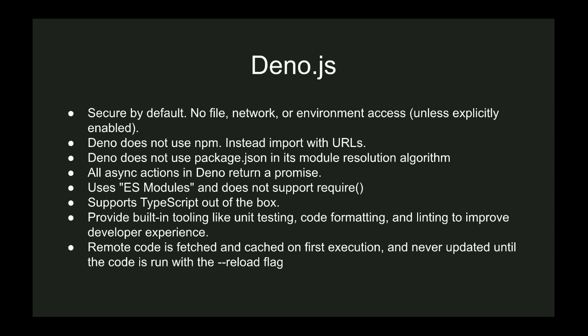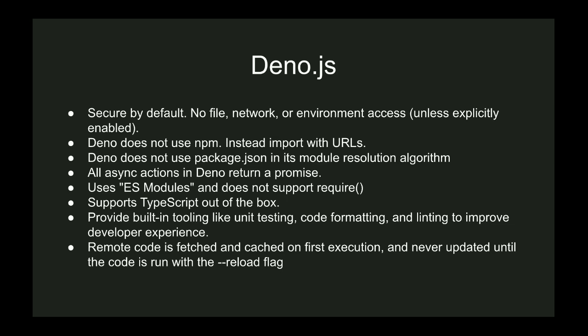Secondly, Deno does not use NPM. So what do you do? You instead import with URLs, just like you would in JavaScript. When you import from a URL, you have to explicitly mention the extension as well. So if it's a .ts file, you have to mention that it's a .ts file. Deno does not use package.json in its module resolution algorithm. So again, if you're just importing from URLs, you actually don't need a package.json, which is why it doesn't have one.